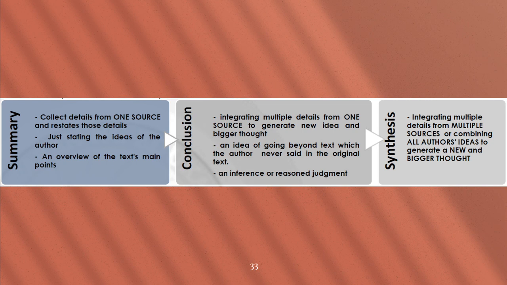To wrap everything up, keep in mind the following. Summary: collect details from one source and restate those details, just stating the ideas of the author, an overview of the text's main points. Conclusion: integrating multiple details from one source to generate new idea and bigger thought, an idea of going beyond text which the author never said in the original text, an inference or reasoned judgment. In synthesis, integrating multiple details from multiple sources or combining all authors' ideas to generate a new and bigger thought.